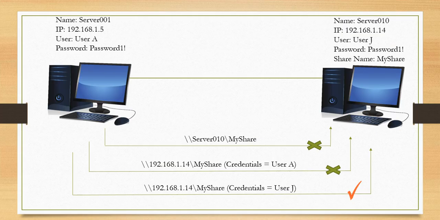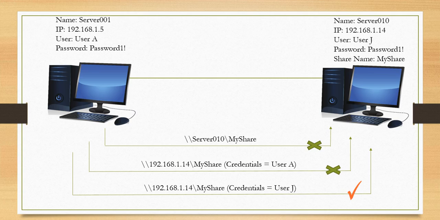Let's take another situation wherein I have a server 001 on which user A logs on. The IP address of this machine is 192.168.1.5 and the user password is password1 exclamation. This user tries to access one particular share with the name of my share which is hosted on server 010. The machine IP address is 1.14. This machine belongs to user J who has the same password, that is password1 exclamation. Now user A tries to access the share using the name of the machine, that is server 010 backslash my share. Will he be able to access the share?